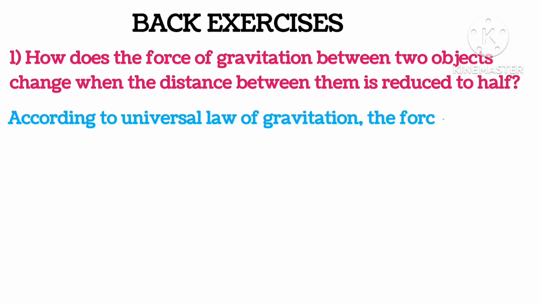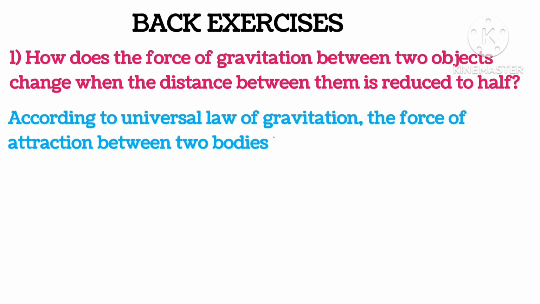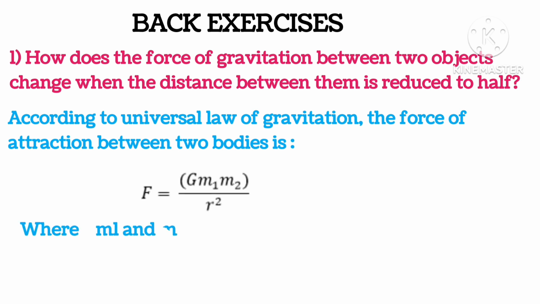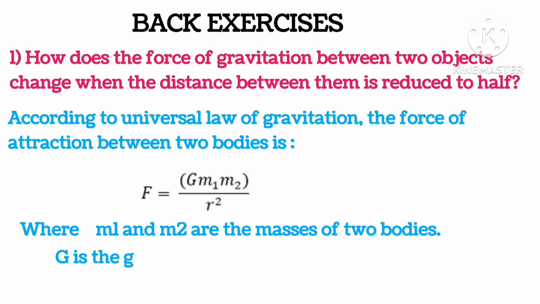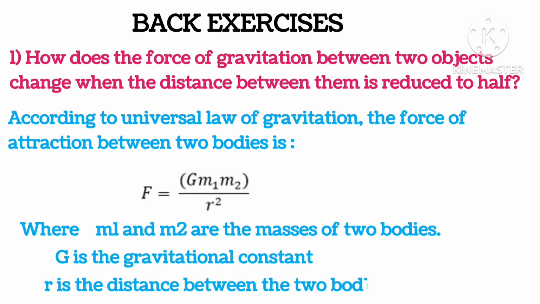According to the universal law of gravitation, the force of attraction between two bodies is F = G m1 m2 / r², where m1 and m2 are the masses of the two bodies, G is the gravitational constant, and r is the distance between the two bodies.